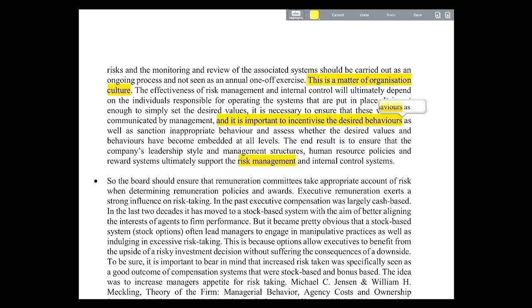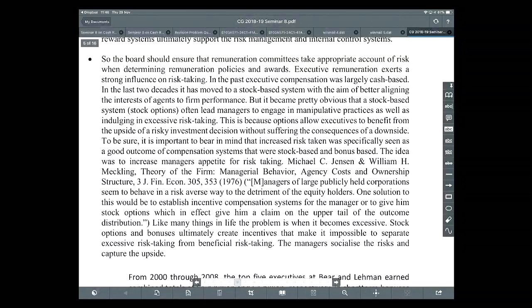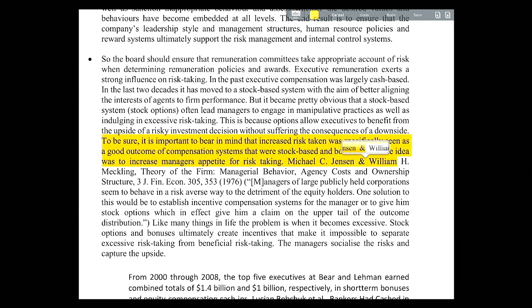So we need to basically incentivize desired behaviors, as well as sanction inappropriate behavior. So the reward systems ultimately support the risk management systems in place. So again, I pick up on remuneration here and the strong influence it has on risk taking. And I refer you to Jensen's paper. To be sure, it is important to bear in mind that increased risk taking was specifically seen as a good outcome of compensation systems that were stock-based and bonus-based. The idea was that if we pay them in shares, then managers will take more risks, but the right kind of risk to grow the firm.